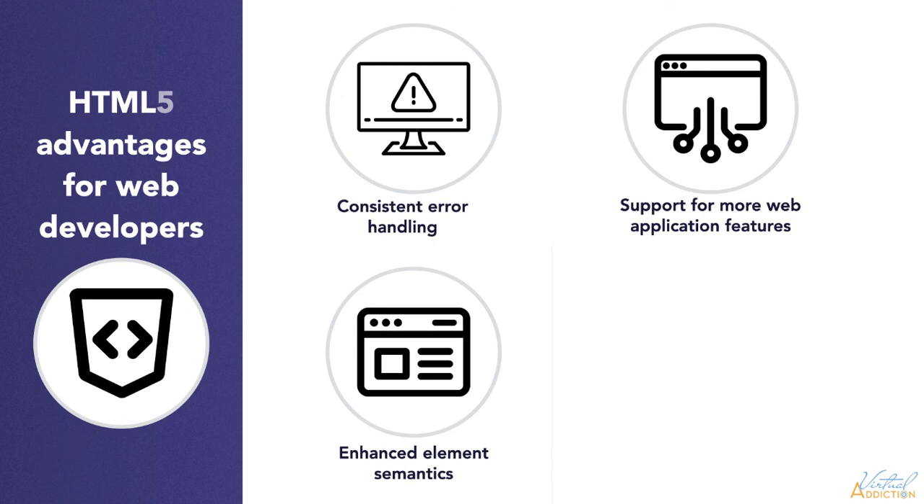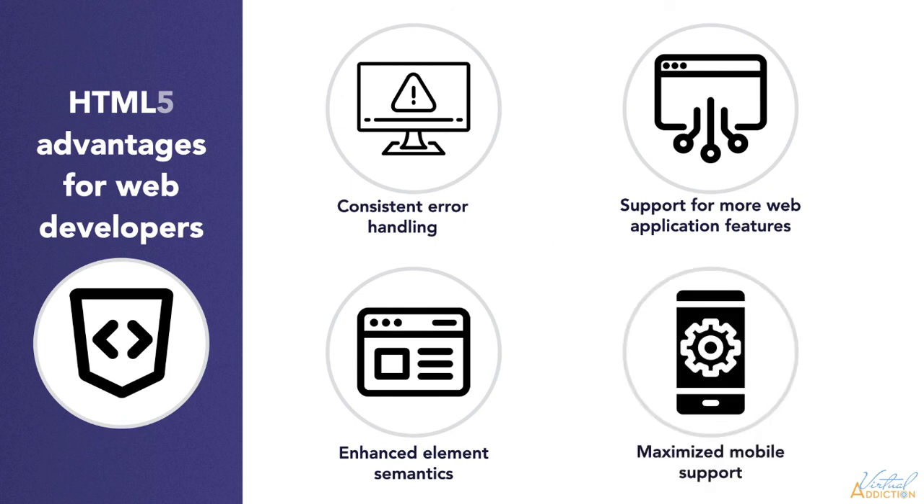New elements like section, header, article, and nav can replace many div elements. This makes scanning for mistakes far less painful. In addition, search engines are more in tune to what the various sections of the page are all about. Finally, we have maximized mobile support.